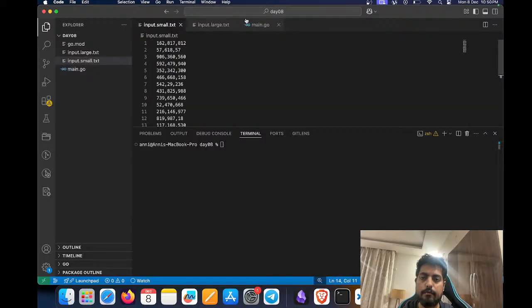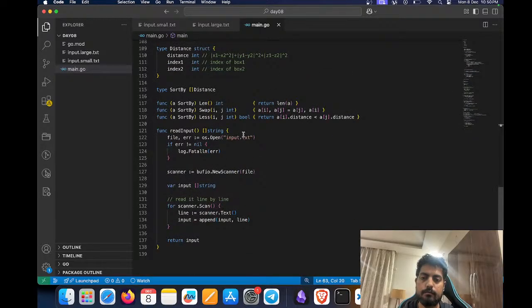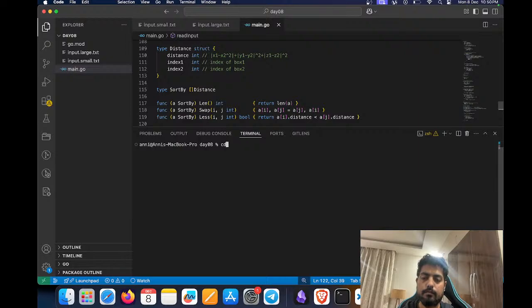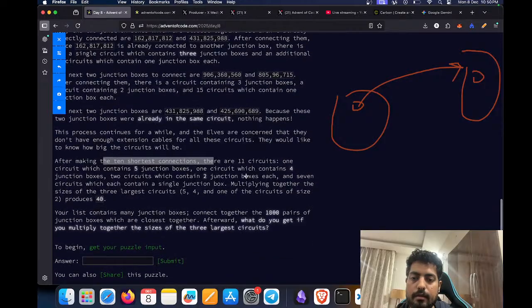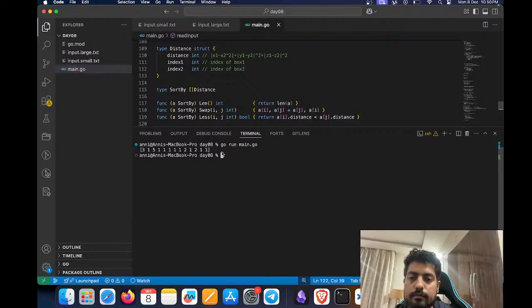And I'll also check that we have the proper inputs, and it is actually input.small.text. So we have 3 1 5 2 2 whatever, and 5 which contains 4 junction boxes, 2 circuits which contain 2 boxes each. So it should be 5, 4, 2 and 2. But for some reason it is 3.